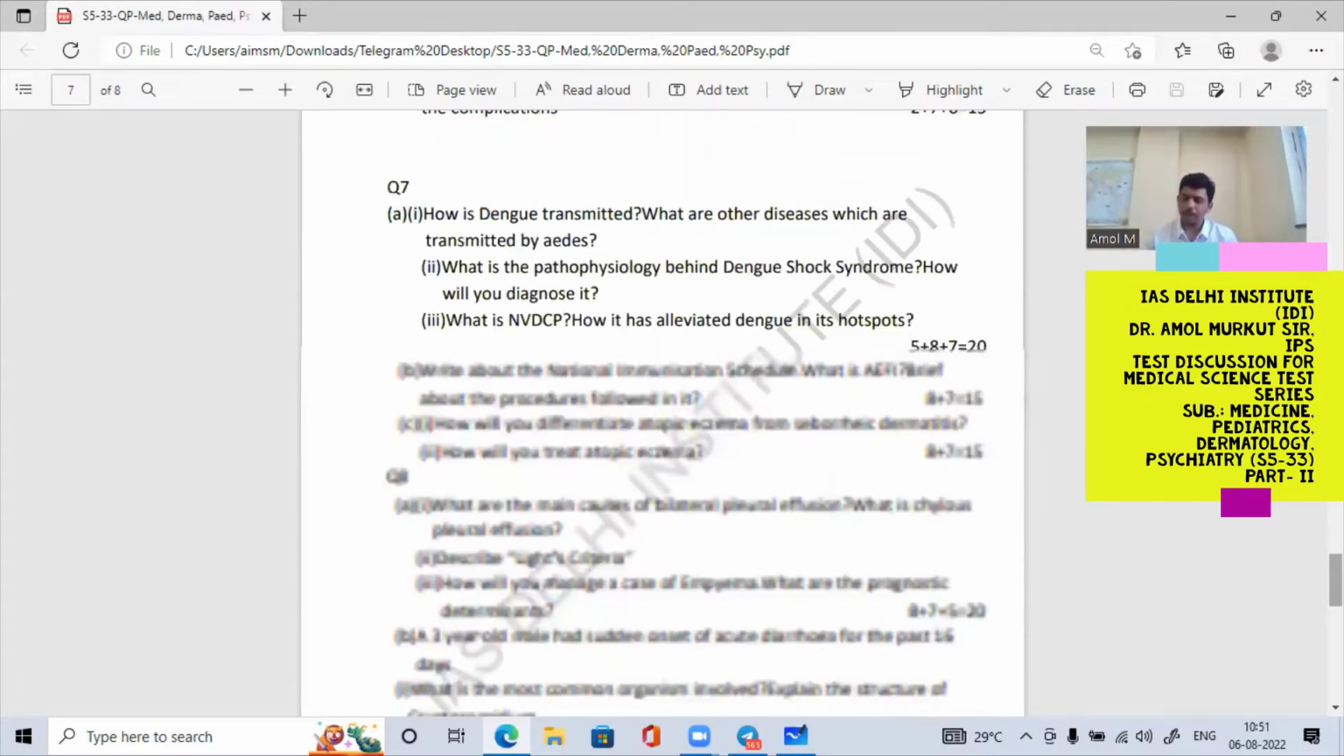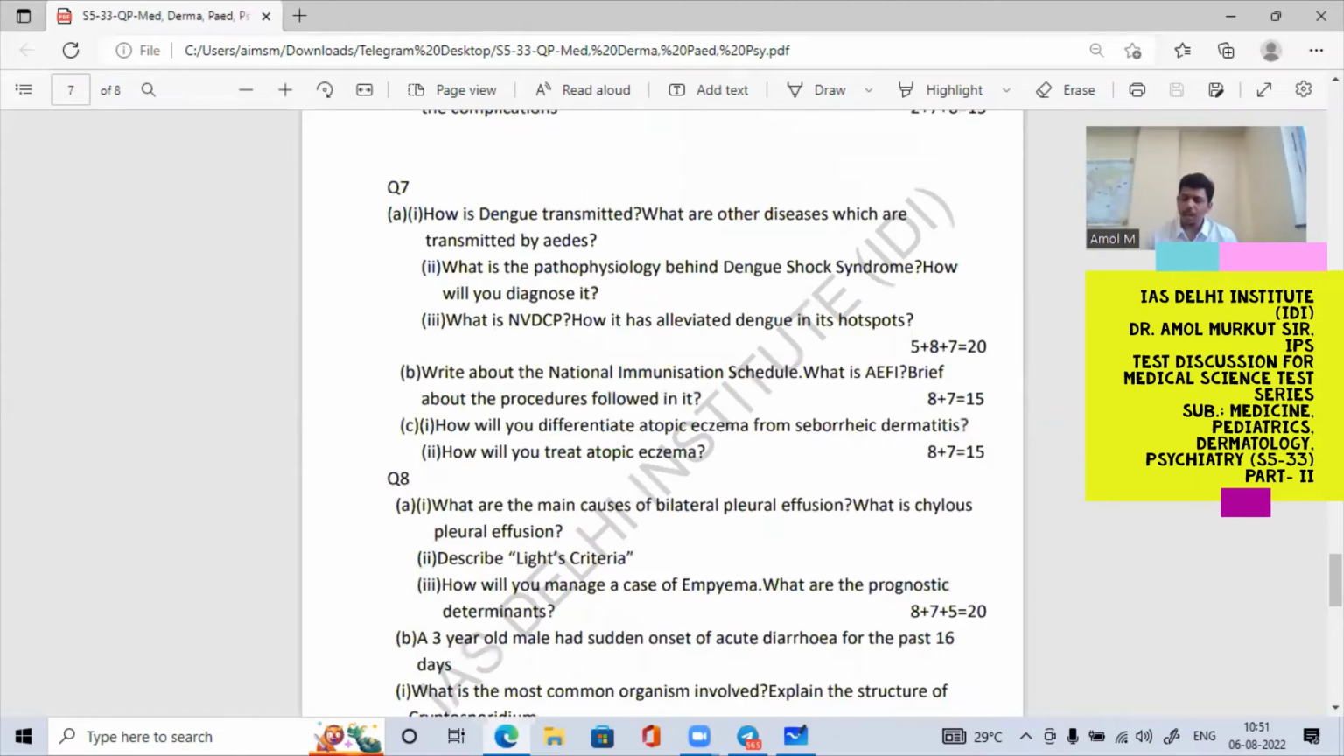Question 7. How is dengue transmitted? What are other diseases which are transmitted by Aedes? Dengue by Aedes aegypti. Other diseases, Zika, yellow fever, several other diseases are spread by Aedes. Pathophysiology, dengue shock syndrome. How will you diagnose it?